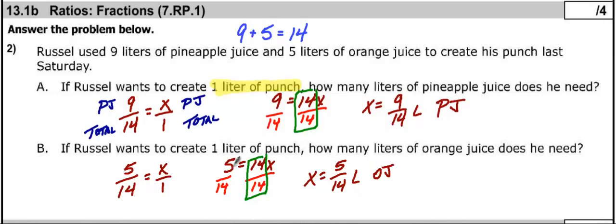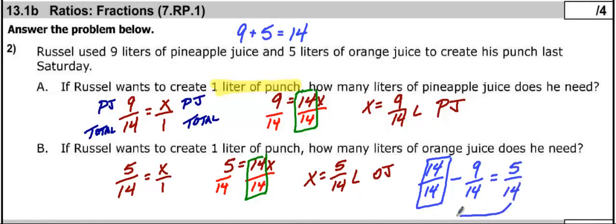The other way that we could solve for the orange juice is we could say, well, he's making 1 liter. Let's call that 14/14. Why 14/14? Because I'm going to take away the pineapple juice. The rule about fractions is you have to have the same denominator for both. I'm going to take away the pineapple juice, and what's left is the orange juice. Same answer, 5/14 liters.